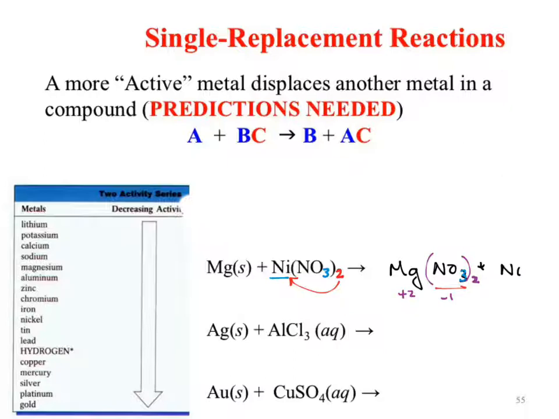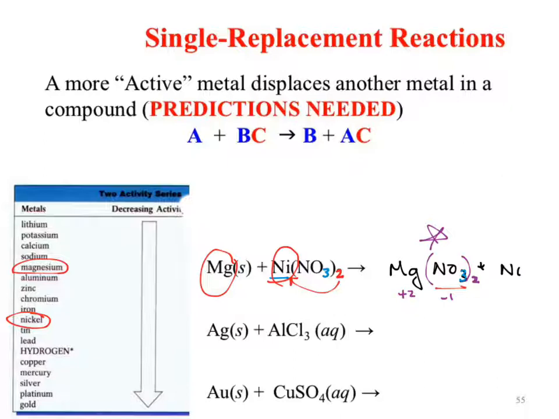Now we have to answer the question, did it actually happen? To answer that question, we have to go back to the activity series and identify the important things within it. Those important things would be our metals. We're looking at magnesium and our nickel. Again, to the interpretation of our activity series: the higher on the activity series, the more it wants to be a compound. So I take a look at magnesium being higher on the series, it wants to be a compound. In my reaction equation, where is magnesium a compound? Only on the right-hand side of the equation. On the left-hand side, it's all by itself.